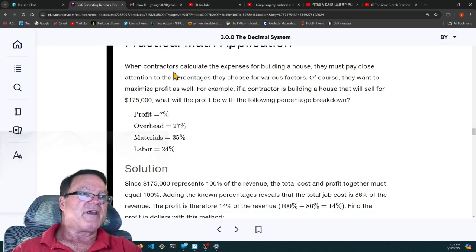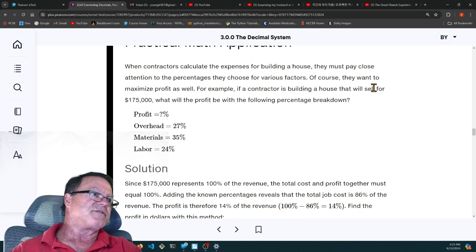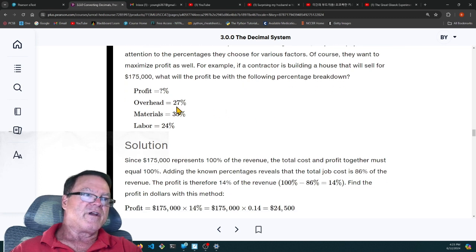Practical math applications. When contractors calculate the expenses for building a house, they must pay close attention to the percentages they choose for various factors. Of course, they want to maximize profit as well. For example, if a contractor is building a house that will sell for $175,000, what will the profit be with the following percentage breakdown? Overhead is 27%, materials are 35%, labor is 24%.